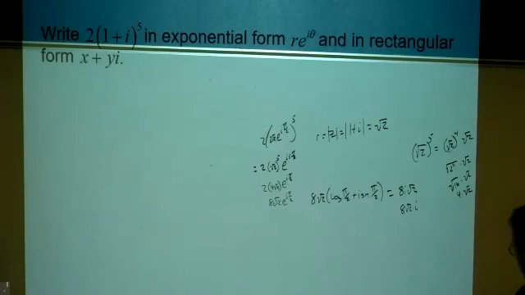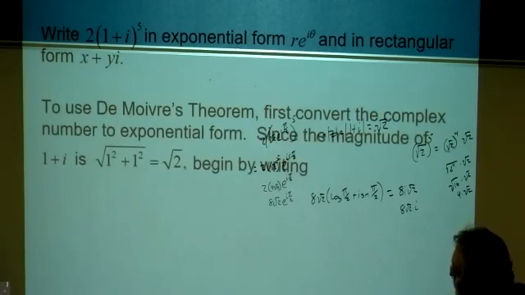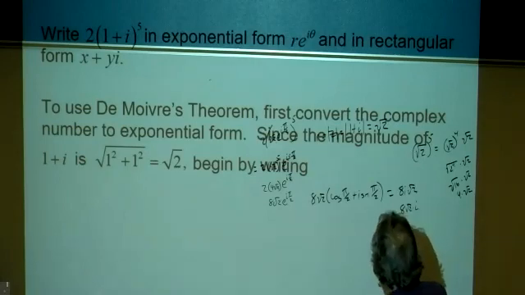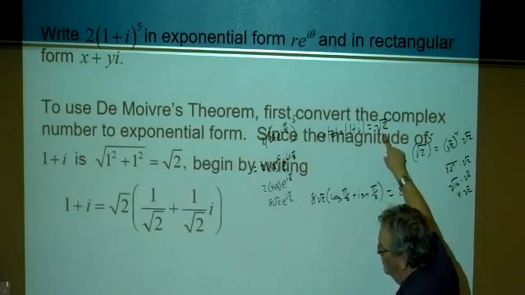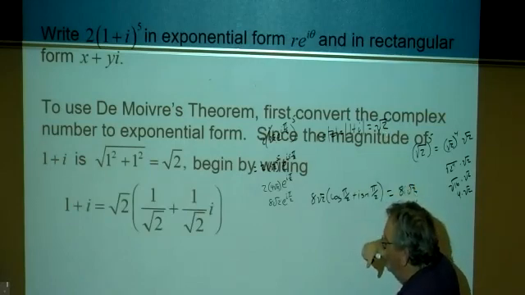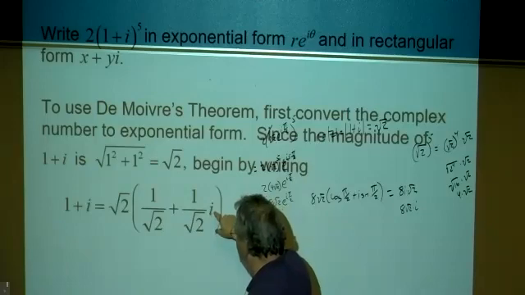God, I hope I did all that correct. Where did I put it? Okay. So they got the magnitude r is the square root of 2. And so you have the square root of 2 times 1 over the square root of 2 plus 1 over the square root of 2 i.